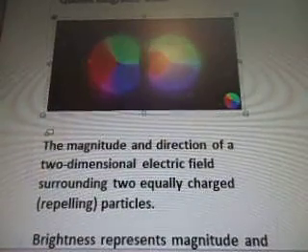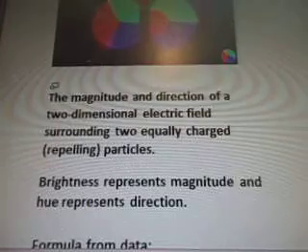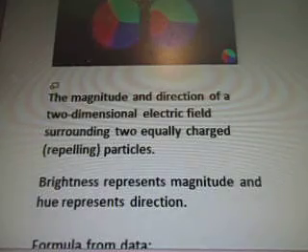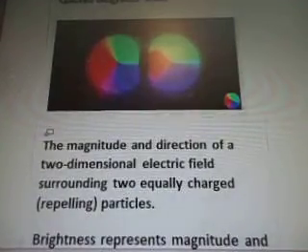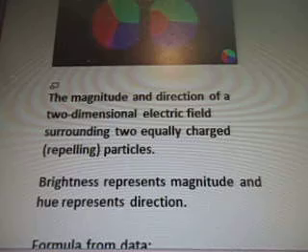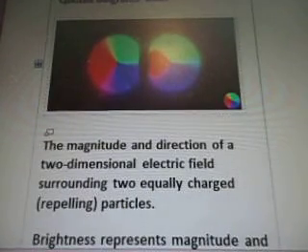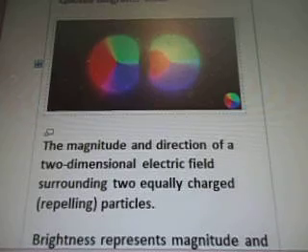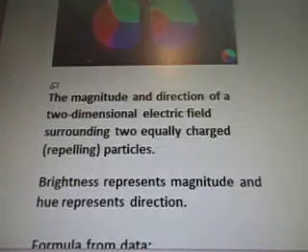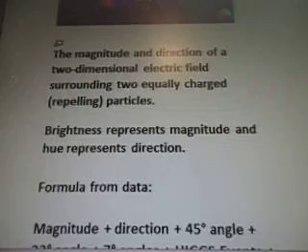Okay, the magnitude and direction of a two-dimensional electric field surrounding two equally charged repelling particles. So you can see that they are side by side each other. Yeah, if you look at the particles, one doesn't look exactly the same as the other one. This one curves, this one goes straight, right? Brightness represents magnitude and hue represents the direction.